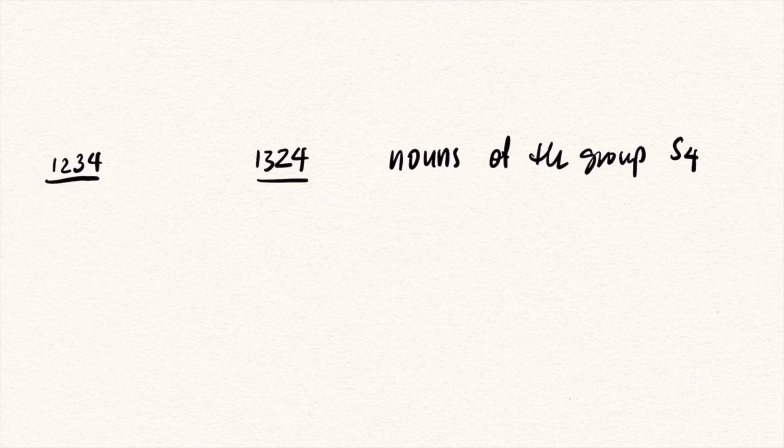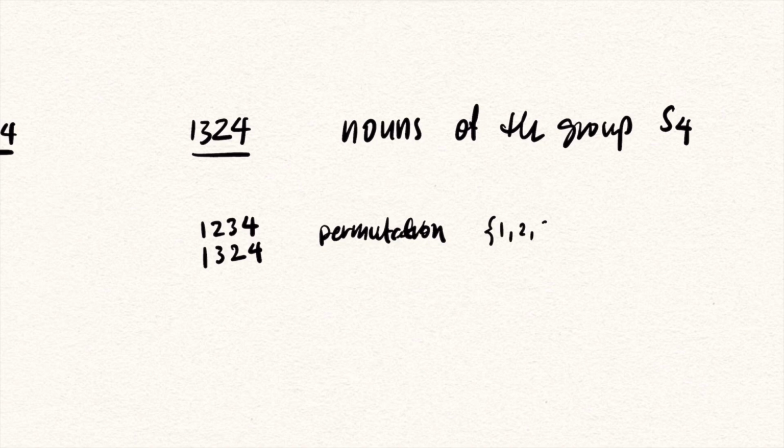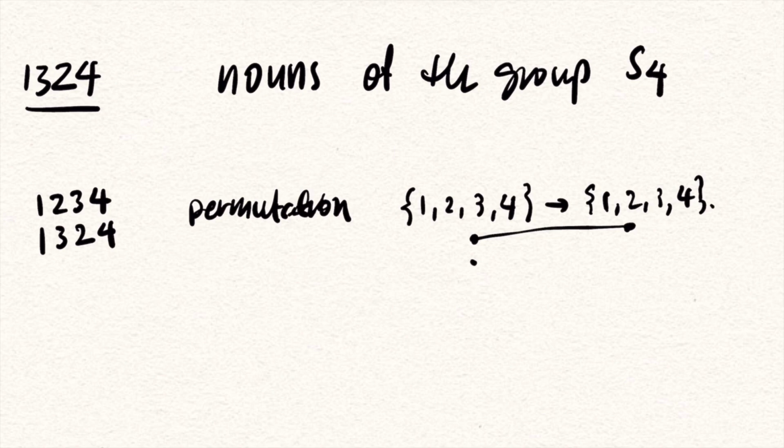But this noun 1, 3, 2, 4 can also be thought of as a verb, which I will write as this: 1, 3, 2, 4 underneath just 1, 2, 3, 4. This will be read as a permutation, or in other words, a function from the set 1, 2, 3, 4 to the set 1, 2, 3, 4 that is invertible. Every element over here goes to exactly one element over here, and there is no sort of doubling up, and every element is hit. This is called a bijective function.